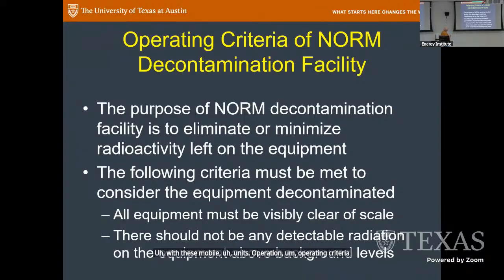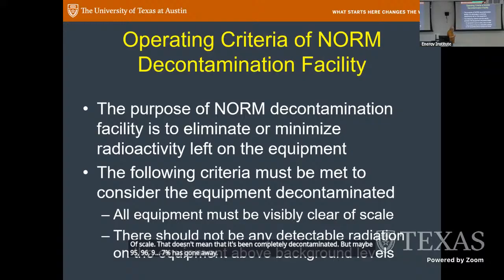Operating criteria include that the purpose of NORM decontamination is to eliminate or minimize radioactivity left on the equipment. That is really key. You want to make sure that your equipment is almost as good as the day that you bought it. Some of these pieces of equipment are $300,000 or $400,000 a pop, and so you want to make sure that they work well. And these criteria must be met to consider the equipment decontaminated. All equipment must be visibly clear of scale. That doesn't mean that it's been completely decontaminated, but maybe 95, 96, 97% has gone away.